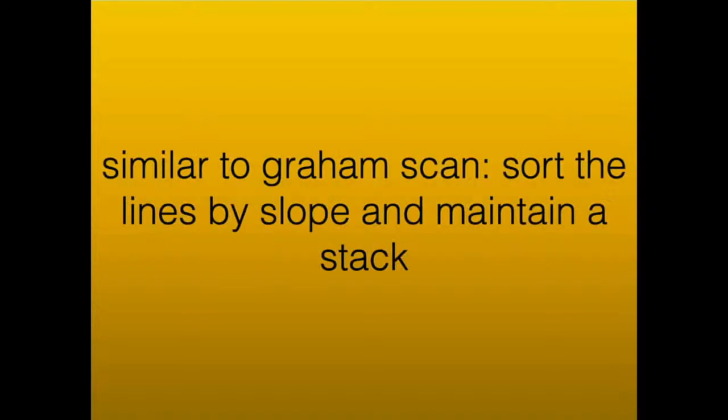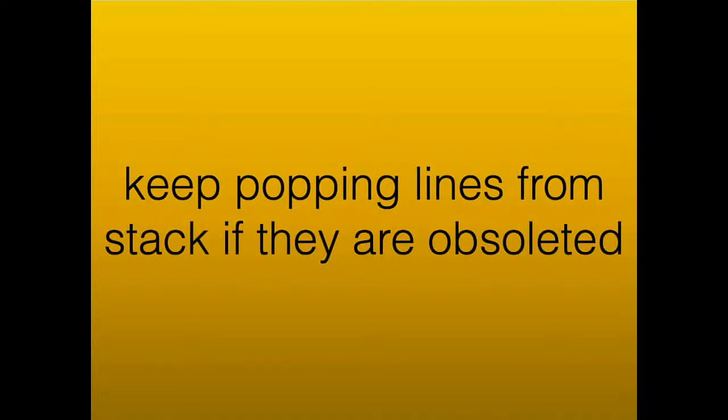And then yeah, so the idea is similar to Graham scan. If you're familiar with how to find a convex hull of a 2D polygon, we sort the lines by slope, by gradient, and maintain a stack. In Graham scan you find the minimum y point, sort by slope, and keep a stack. If it turns the wrong way, you remove the last point. It's very similar. Basically you keep popping lines from the stack if they are obsolete.